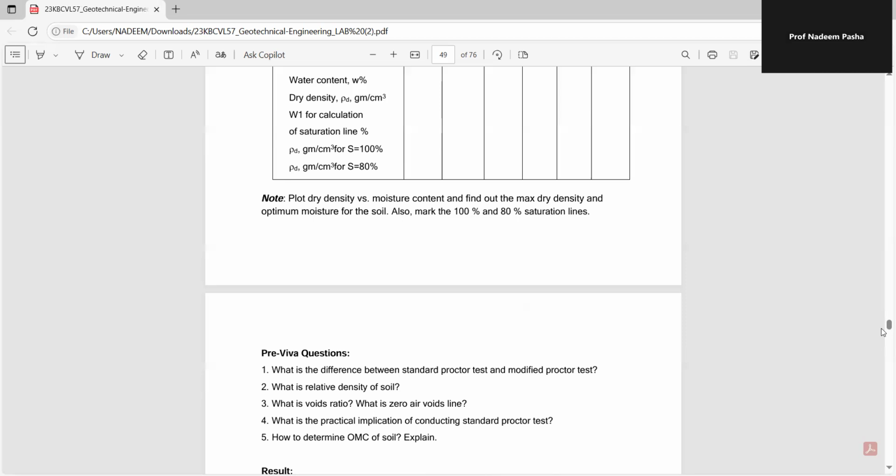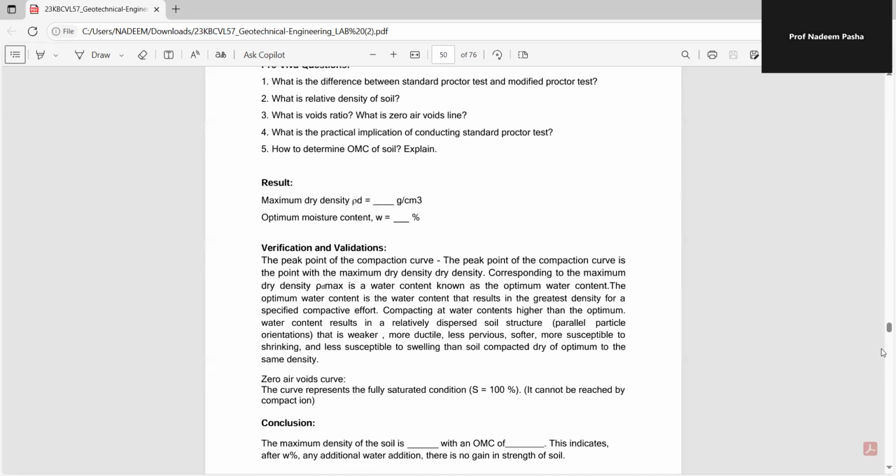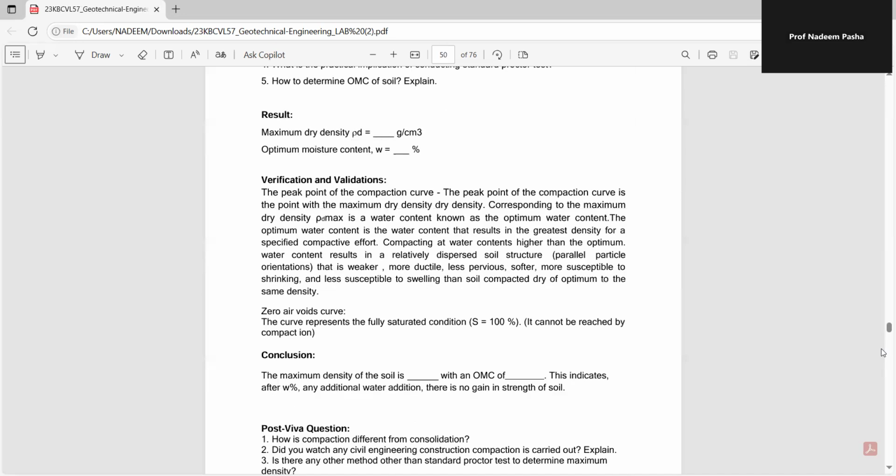Pre-viva questions. What is the difference between standard Proctor test and modified test? What is the relative density of soil? What is void ratio? What is zero air voids? What is the practical application of conducting the Proctor test? How do you determine OMC of soil? So the result is: maximum dry density rho d is equal to some value in gram per centimeter cube. Optimum moisture content w is equal to some value in percentage.